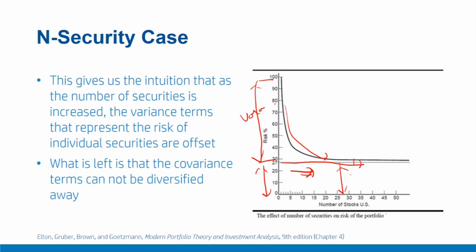These are the covariance terms that are left to contribute to the risk of the portfolio, or the average covariance. With a fairly large number of securities, this remaining risk is equal to the average covariance of the portfolio, often called market risk, systematic risk, or non-diversifiable risk.